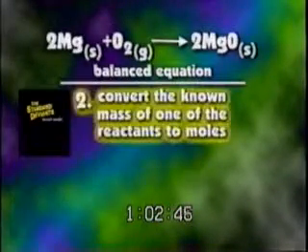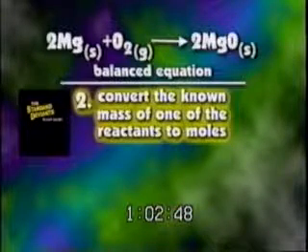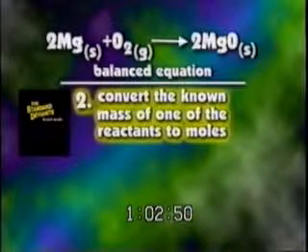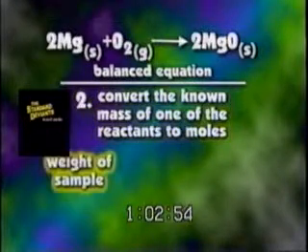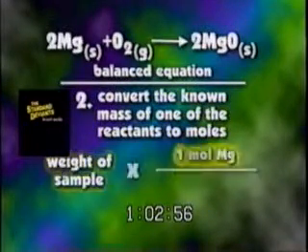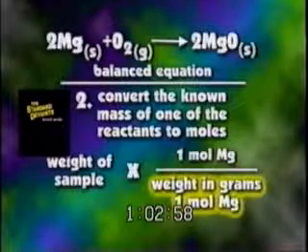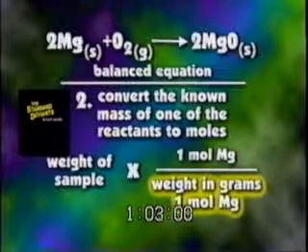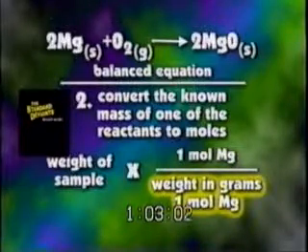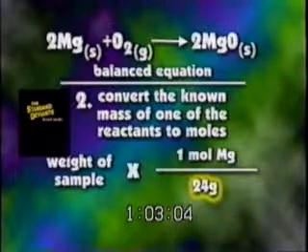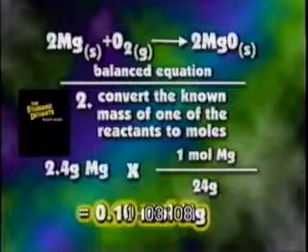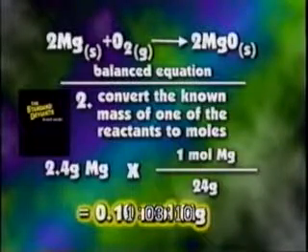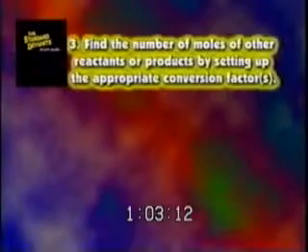Here comes step 2. Convert the known mass of one of the reactants to moles. We'll find out how many moles of magnesium there are by multiplying the weight of our sample of magnesium by 1 mole of magnesium divided by the weight in grams of 1 mole of magnesium. 1 mole of magnesium over 24 grams times 2.4 grams equals 0.10 moles of magnesium. Convenient, huh? On to step 3.